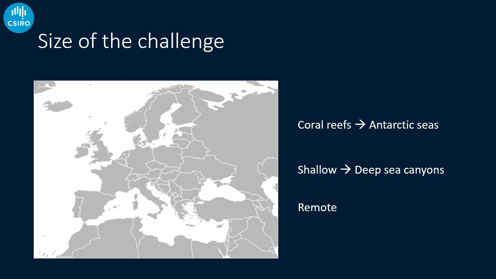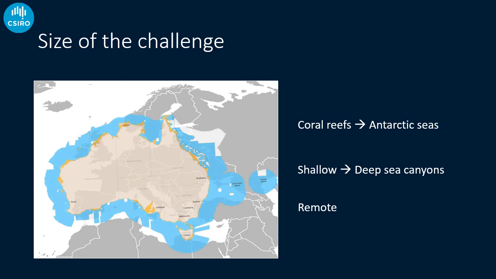Before I get into project details, it's good to understand just how large Australia is. Compared to Europe, we're looking at this size. This means that the marine environment in Australia is very varied, with habitats ranging from coral reefs to Antarctic seas. There's plenty of shallow water environment, but there's also kilometer deep sea canyons. Above all, many of the environments are very, very remote, which poses quite specific challenges.